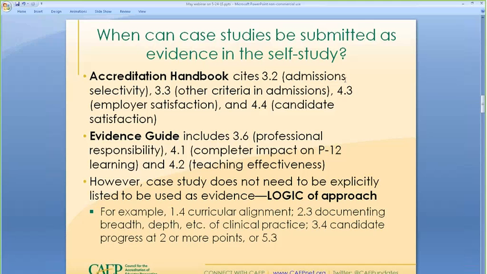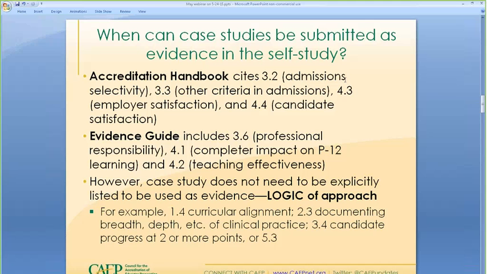And then in terms of 4.2, which is about teaching effectiveness, often when CAPE talks about the teaching effectiveness component, it's talking about teacher observations, or let's say employer observations of teachers, or giving tenure to teachers, something that looks at teaching effectiveness from the perspective of their teaching skills, not from the perspective of student achievement. And so CAPE is suggesting in the evidence guide that you could also use case study as an approach to getting at teacher effectiveness.